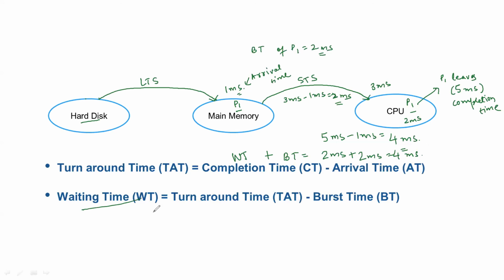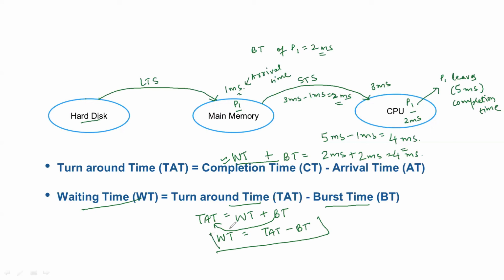Next is waiting time. I have mentioned many times that waiting time is the time for which the process remains in main memory in the ready state to be allocated to the CPU. If we subtract the execution time from the turnaround time, we will get the waiting time. According to this formula, turnaround time is equal to waiting time plus burst time. If I have to find waiting time, then it is turnaround time minus burst time. This will give me the waiting time of the process for which it is waiting for the CPU in the ready state. So these were the formulas. I hope that the various times associated with the process concept are clear.